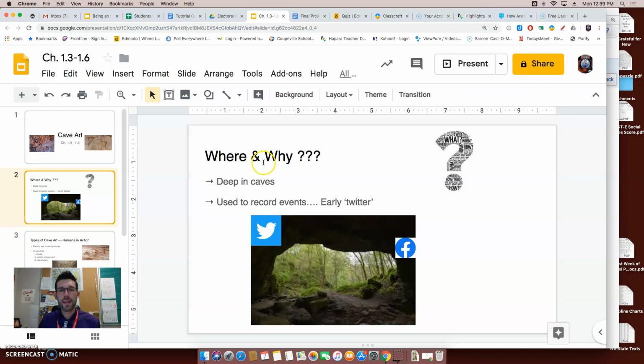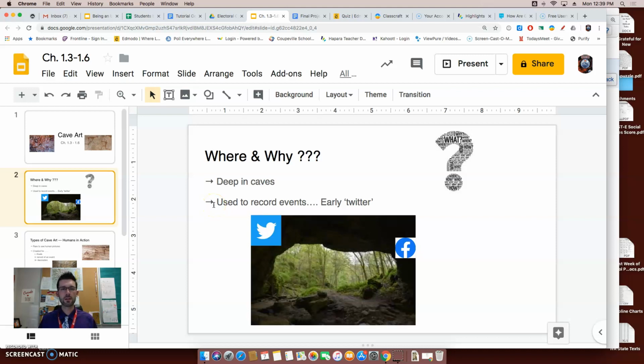Now, cave art is usually found in caves. Makes sense, right? It's cave art. Where else would it be? Now, it's usually found deep in caves, where you have to traverse a little distance before you see them. At least the cave art that's been found in the world. There's a very famous piece or pieces of cave art in France we will learn about later in this chapter.